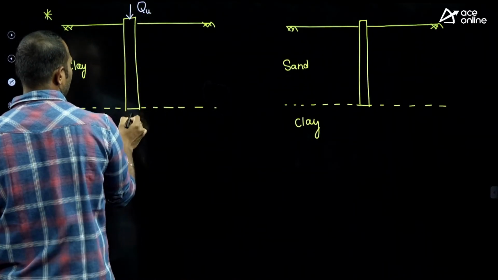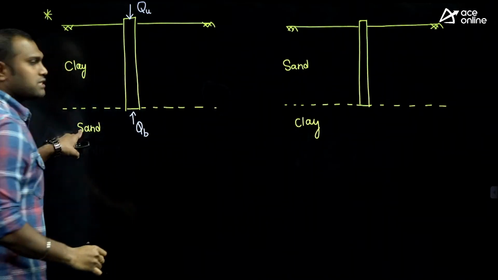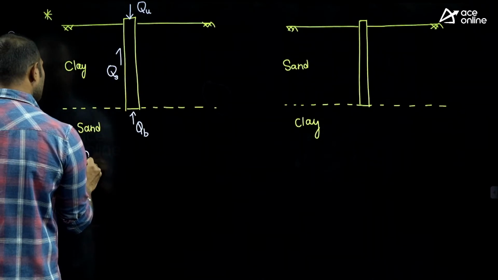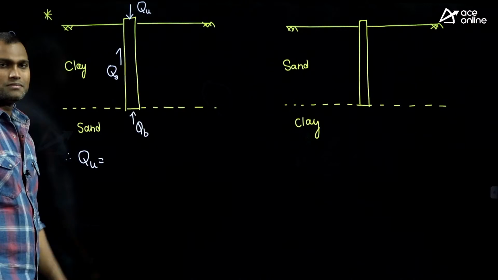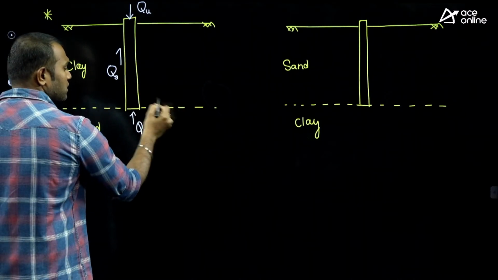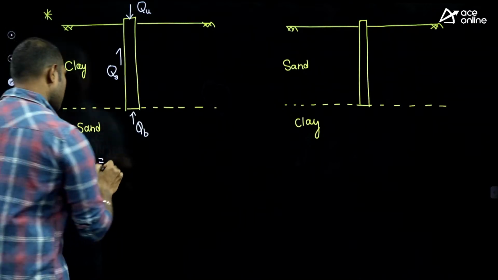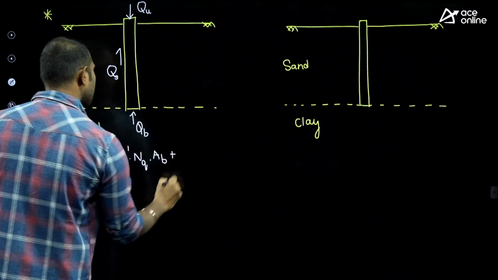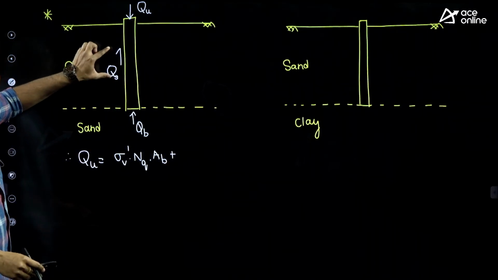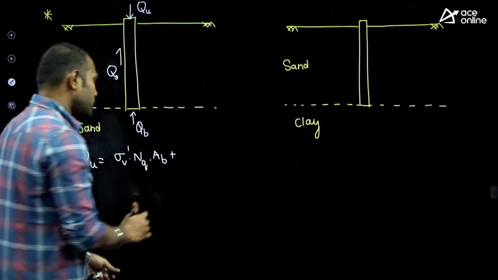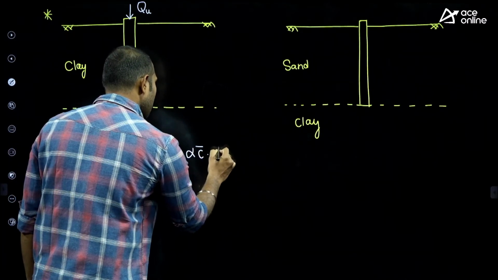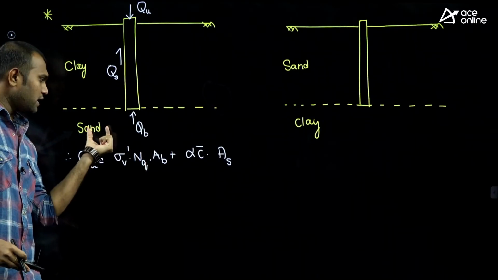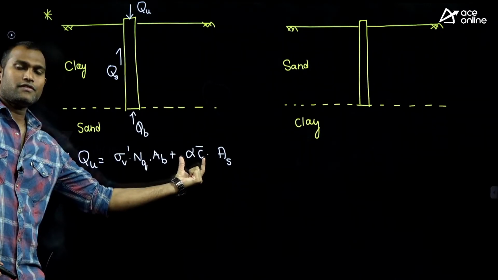So in this case, there is a combination of soils. In the ultimate load carrying capacity, the base resistance is due to the sand, whereas the skin friction is due to the clay. So Qu is nothing but, what is the base resistance? Due to the sands, sigma V bar into Nq into Ab, plus the skin frictional resistance Qs, which is nothing but the skin friction of the clay, alpha into C bar into As. So this is the bearing capacity of the sand and this is the skin frictional resistance of the clay.